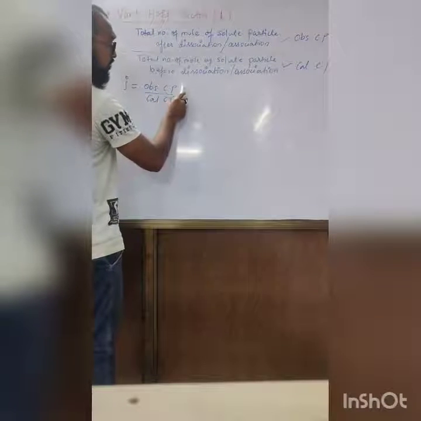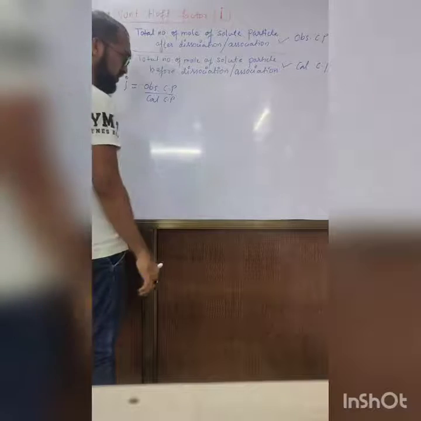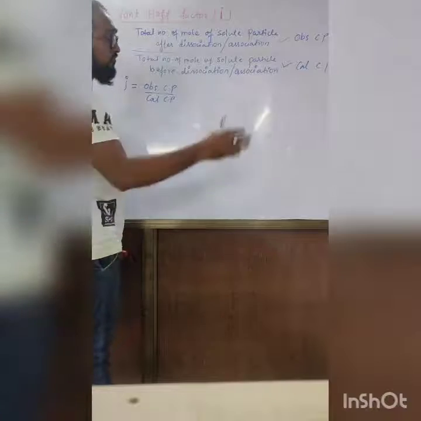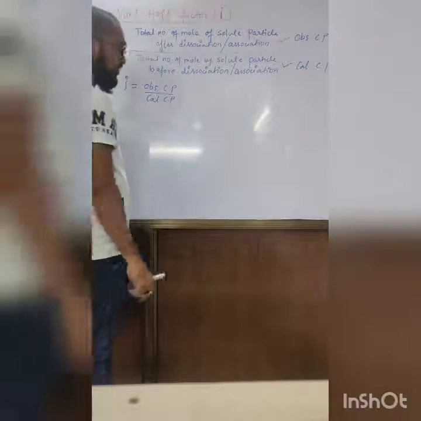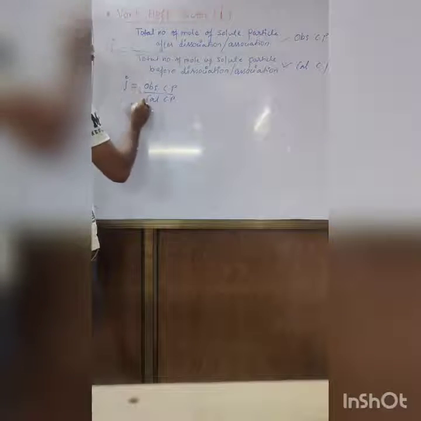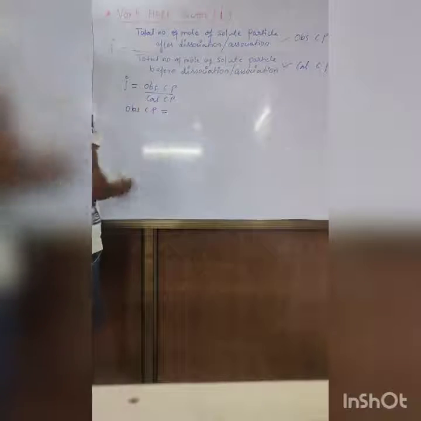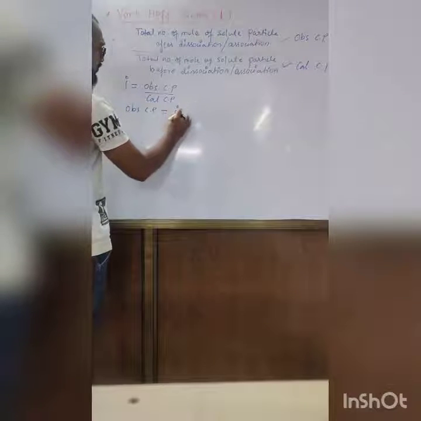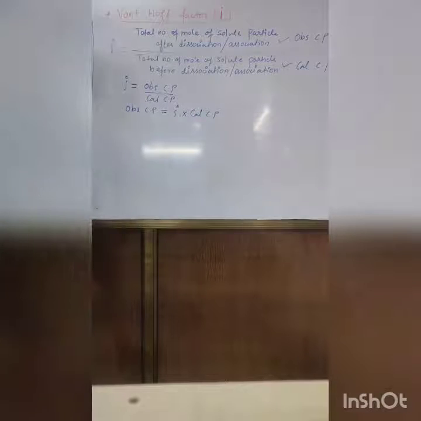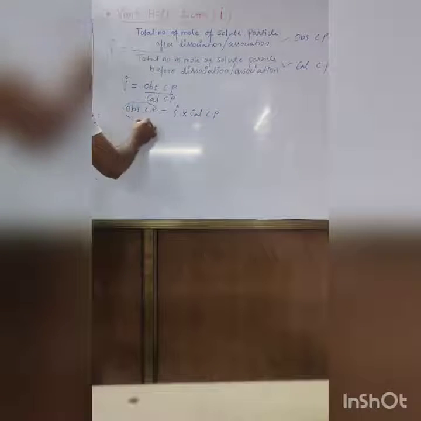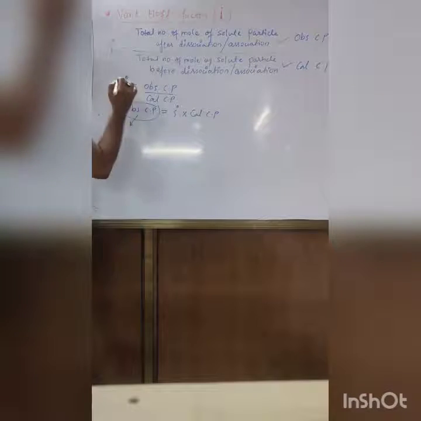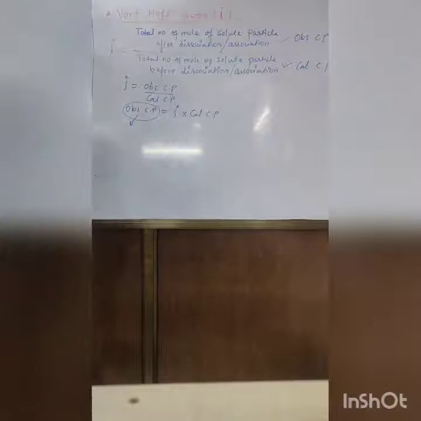The observed colligative property depends on the number of solute particles after dissociation or association, and the calculated colligative property is based on the number of solute particles before dissociation or association. So the observed colligative property is equal to i into the calculated colligative property.